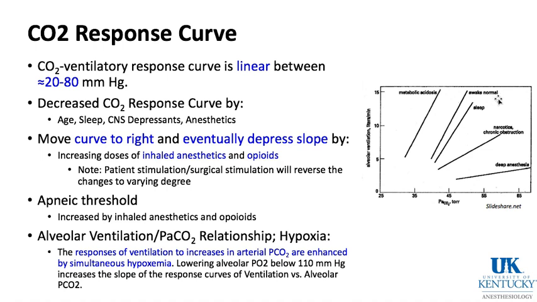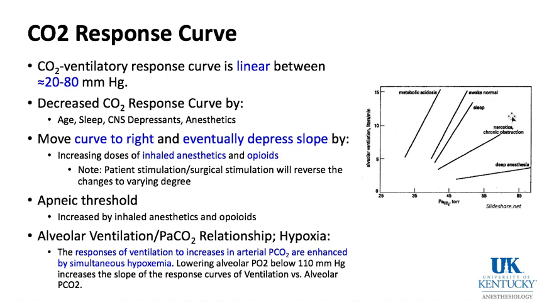Now the curve can be shifted not only to the right, less responsive to elevations in CO2, but the slope itself can be depressed when you have inhaled anesthetics and opioids combined, and that is the graphic on the far right showing narcotics and deep anesthesia, which has this shifted to the right CO2 response curve and depressed slope such that the CO2 can go up and you're not going to ventilate as much as you should if you were not exposed to opioids or inhaled anesthetics. Apneic threshold is increased by inhaled anesthetics and opioids.